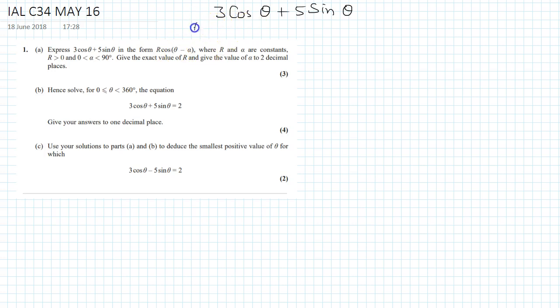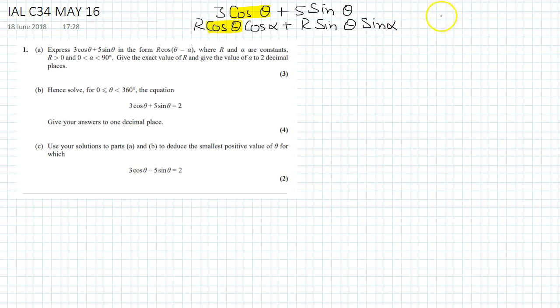So R cos(theta minus alpha) is R cos A cos B plus R sin A sin B. This is A, this is B. I remember that formula, that's why I'm saying A and B. So this is cos theta and this is cos theta.